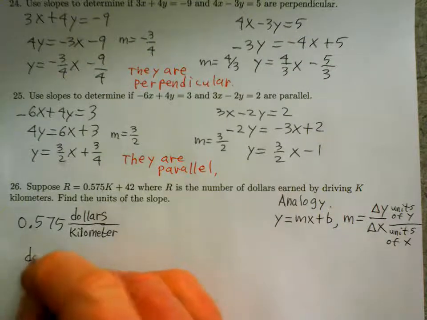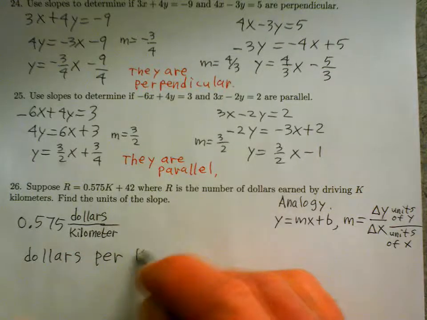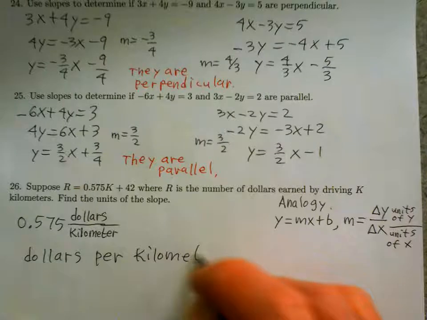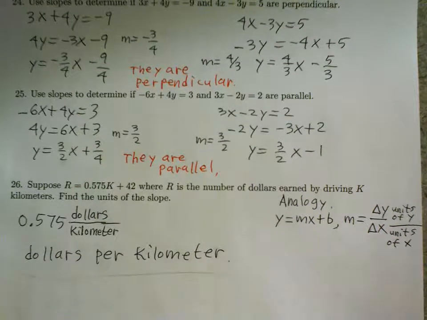You could write it out this way, dollars per kilometer. That's something we can relate to. If you have a job driving a truck or something, you might earn so many dollars per kilometer, or in the US, it would be dollars per mile, maybe. Okay, let's move on to the next page.